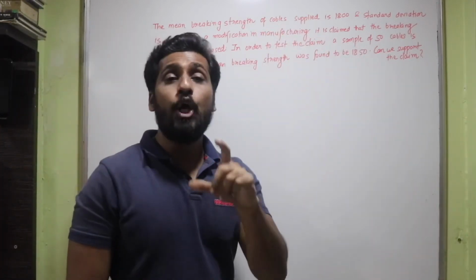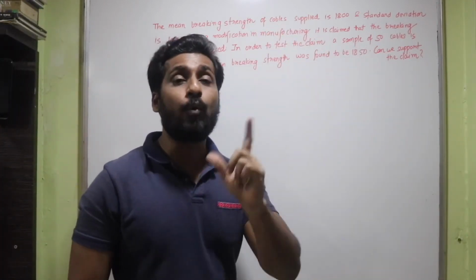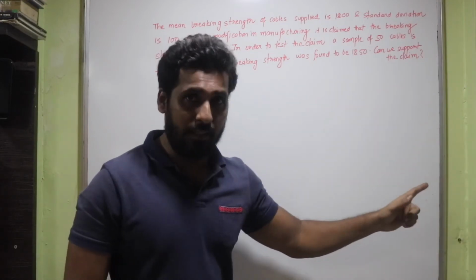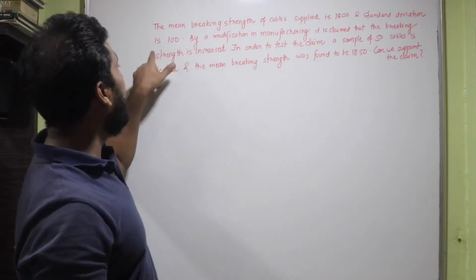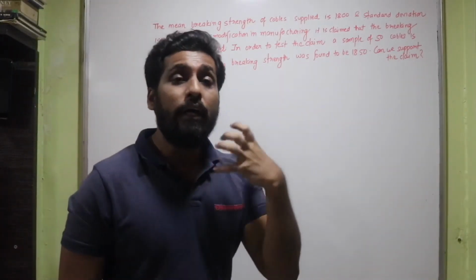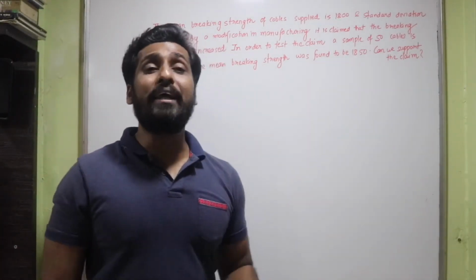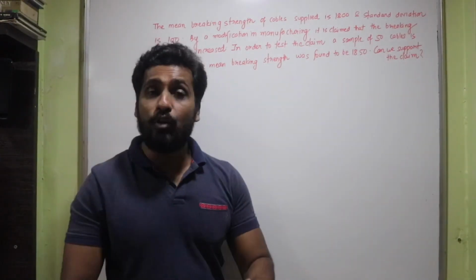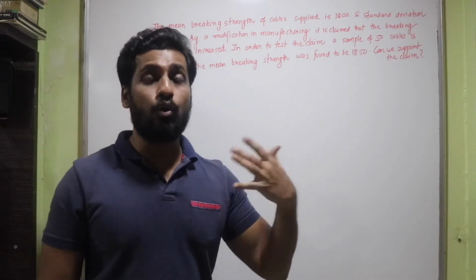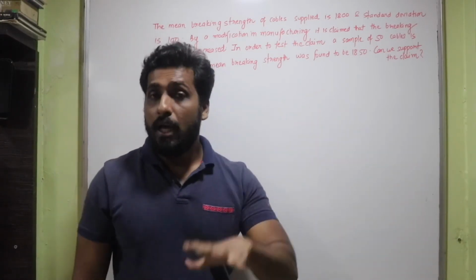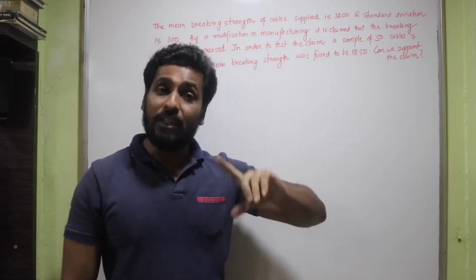From this line, you have understood that the information is provided about the population, isn't it? So the mean breaking strength is 1800 and the standard deviation is 100. So here in this question, we are given the standard deviation of the population. The previous example that we discussed, in which we have also understood the entire concept, there the standard deviation of the sample was given.